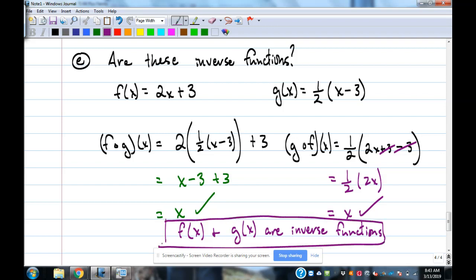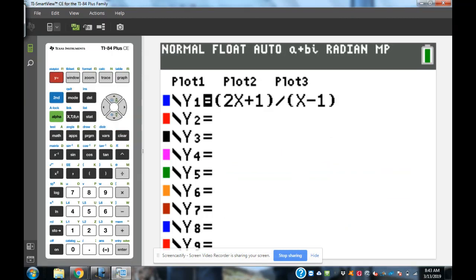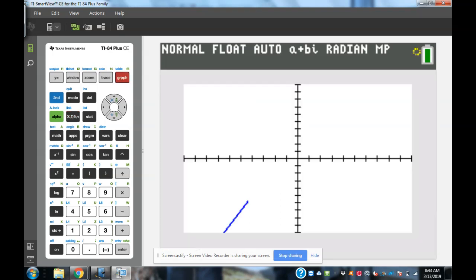Now that's an algebraic proof that they're inverses. What does that look like graphically when they're inverses of one another? And that's an interesting thing. So we got a graphing calculator. We're going to use it to help us draw the graph. So I'm going to graph F of X with the blue line. So 2X plus 3. And then G of X, I'm going to graph with the red line, and it's 1/2 parentheses X minus 3. Graph. Well, that's uneventful, right? Now here's the cool part.